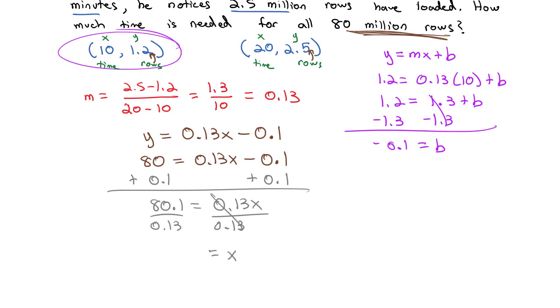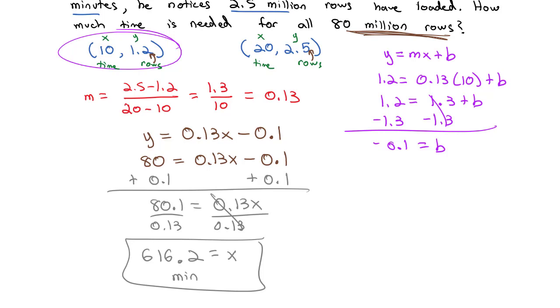and x, the amount of time needed for all 80 million rows, can be found just by dividing 80.1 by 0.13, and we get 616.2 minutes, making sure we put labels on it. So after 616 minutes, a little more than ten hours, it's going to take for all 80 million rows to compile.